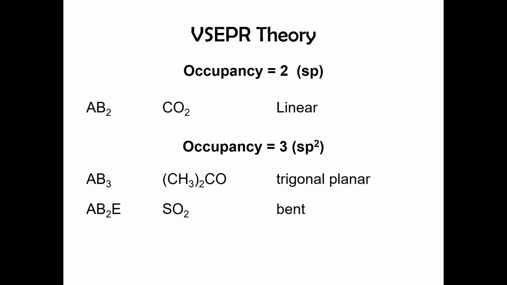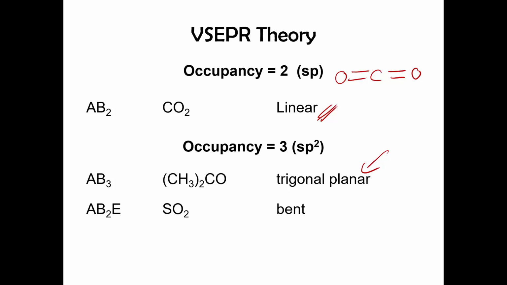So if we go through this, AB2 is always linear, right? You've got, I had it on the previous slides, a central atom with 2 bonded atoms, no lone pairs, it's always linear. Moving on to occupancy 3, meaning electron regions, so electronically it's always trigonal planar, right?